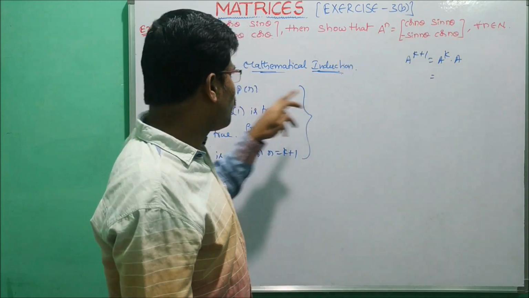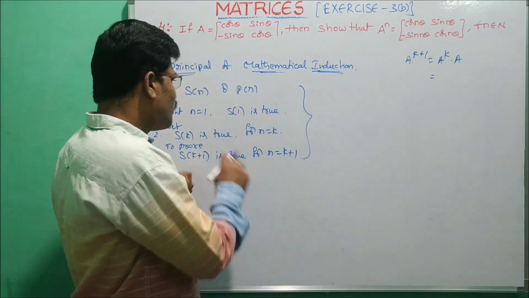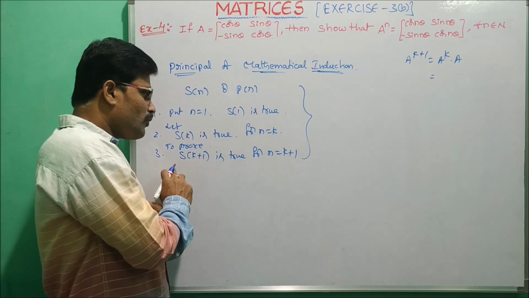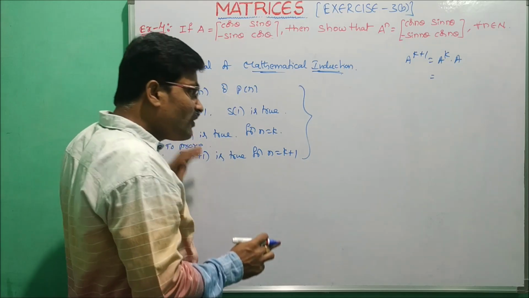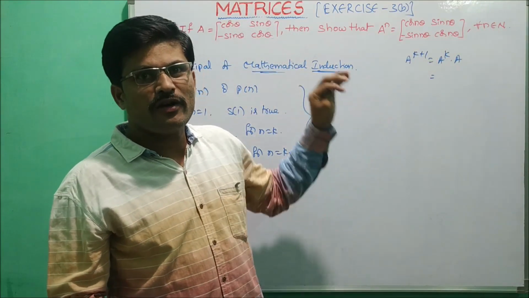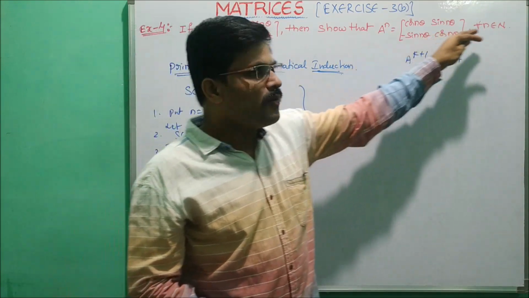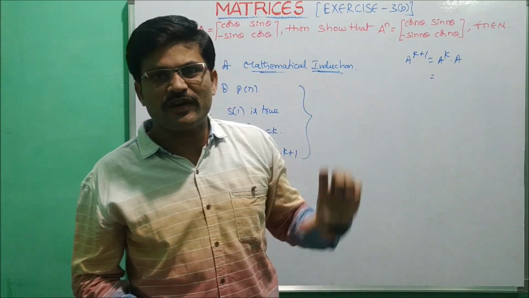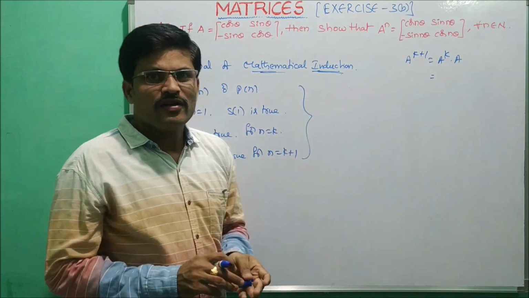We proved for n equal to 1, assumed n equal to k, and proved n equal to k plus 1. Here n belongs to N, that is, all positive integers. Now we have proved the given statement for all positive integers. So this is the solution for this question. Now we go to the solution.